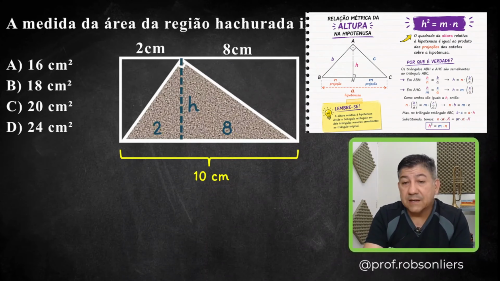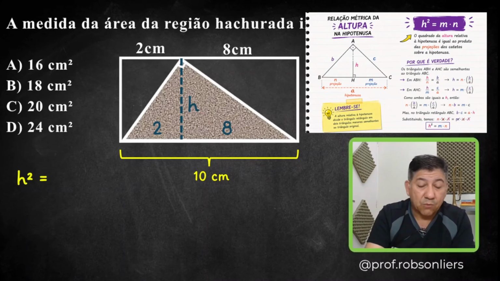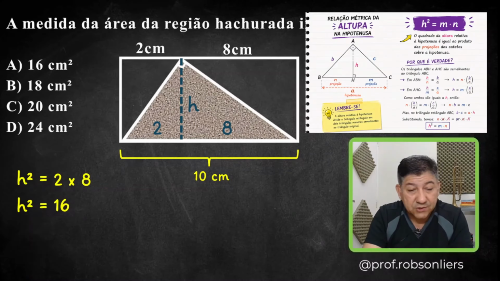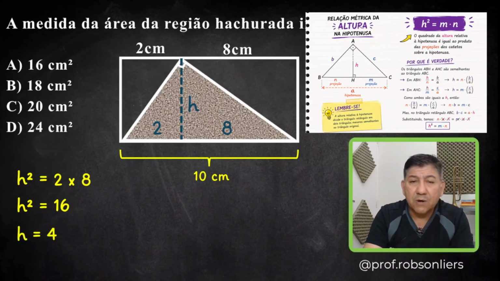Using this metric relationship of the altitude relative to the hypotenuse, h squared equals m times n, so it will be h squared equals 2 times 8. 2 times 8 is 16, so h squared is equal to 16. What number squared is 16? You can do that in your head, right? So the height is equal to 4.